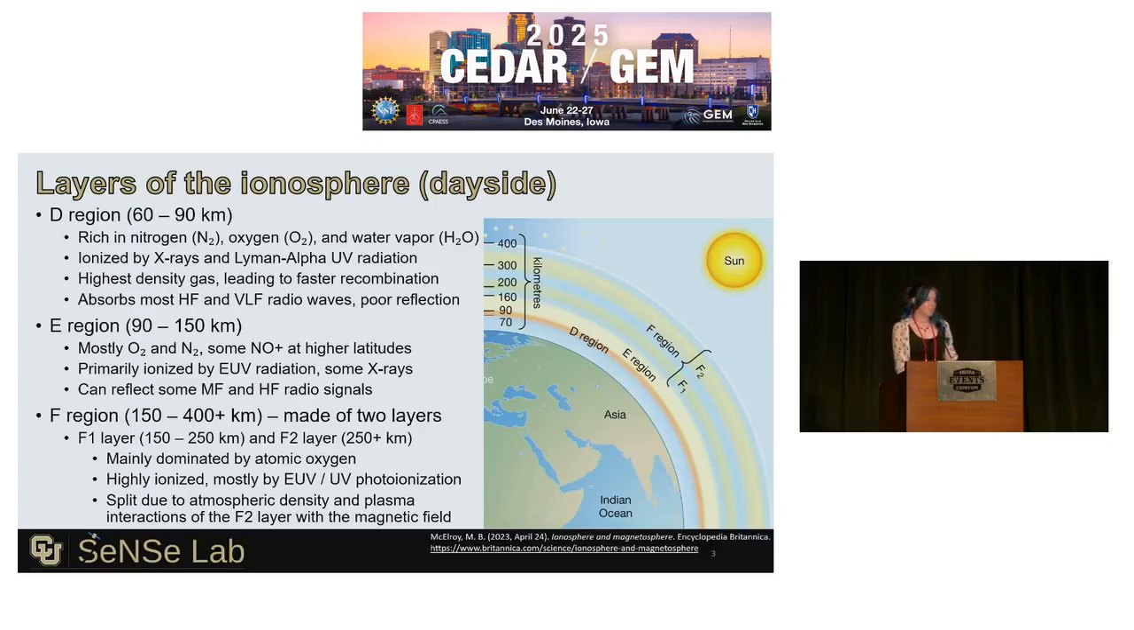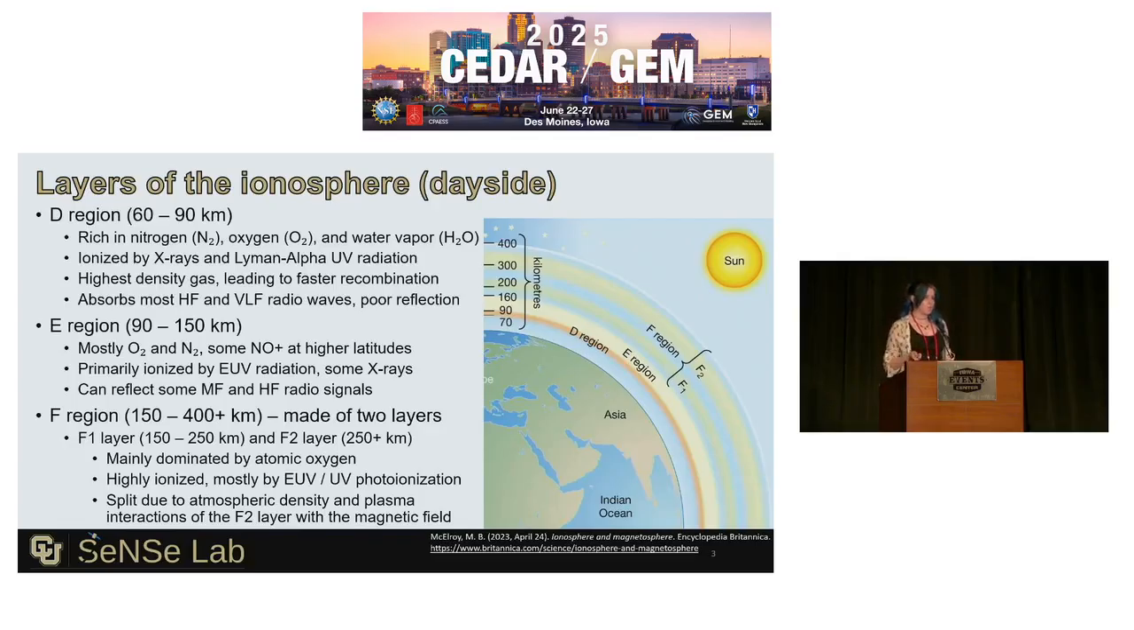Next we have the E region in the middle from about 90 to 150 kilometers. This is also some oxygen and nitrogen, some NO plus at higher latitudes, primarily ionized by, now we're getting into some UV radiation and still some X-rays in there, reflecting middle and high frequency radio signals. And at the top, we've got the F region from about 150 to 400 and above kilometers. This region is actually made up of 2 layers during the daytime. F1 on the bottom from 150 to 250 and F2 on the top from 250 and above.